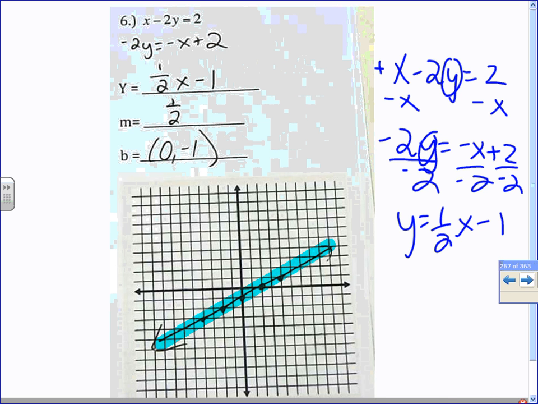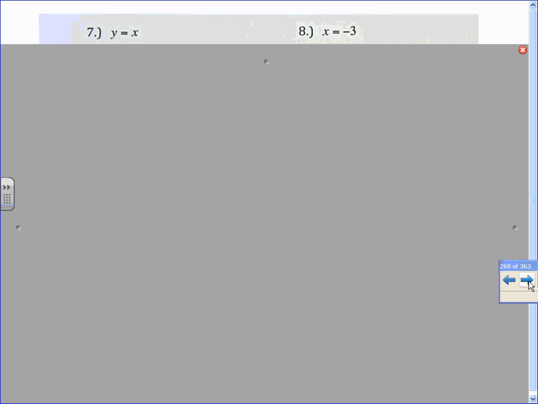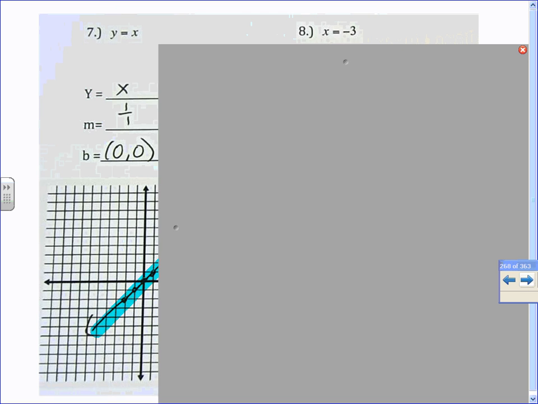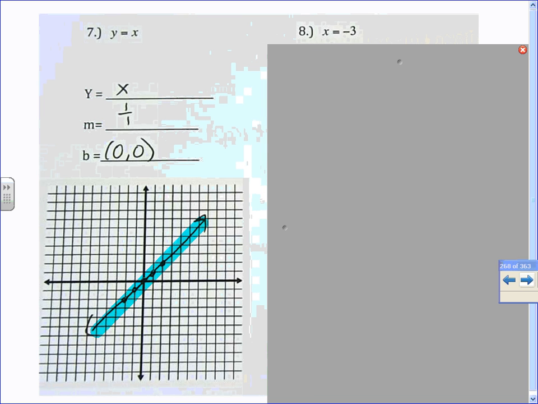Okay, when you're ready, let's go to 7. Zach, do you have yours, or no, because you don't know where your binder is? Okay, Justin, number 7. Good. Good job. Positive linear function. Started at the origin, go up 1/1.